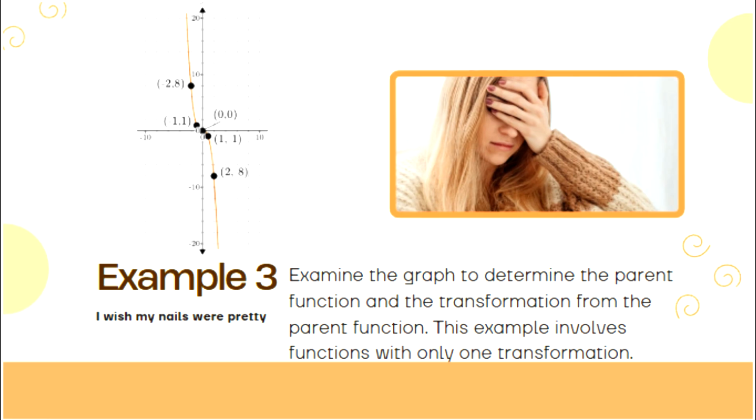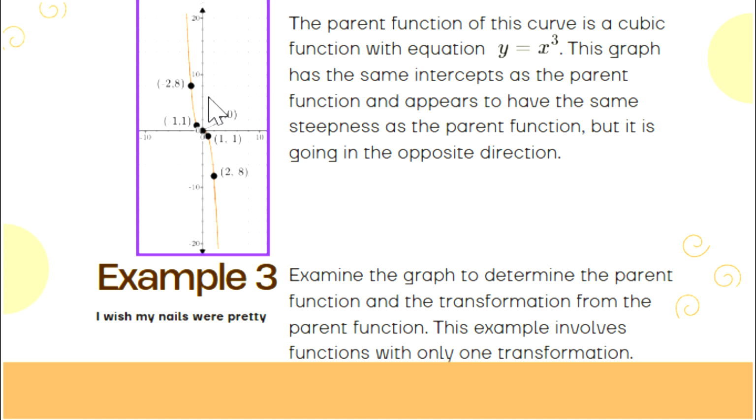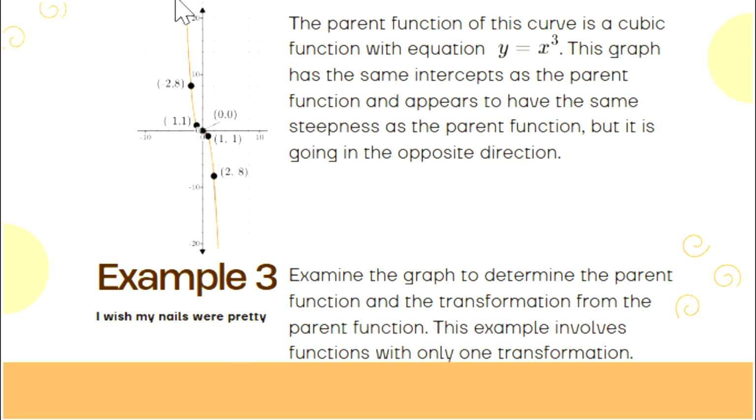Okay, so the parent function of this curve is a cubic function with the equation y equals x cubed. This graph has the same intercepts as the parent function because you can see it crossing through the origin right there. So it's not a translation, it didn't move side to side or up and down. And appears to have the same steepness, so it's not a dilation, but it's going in the opposite direction, okay?